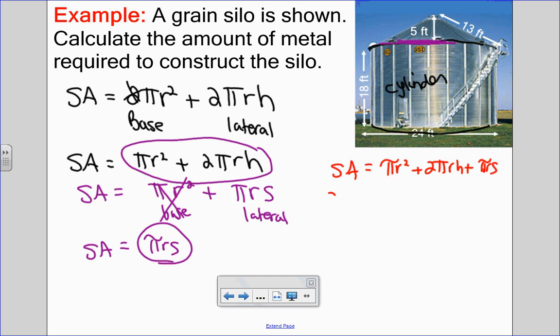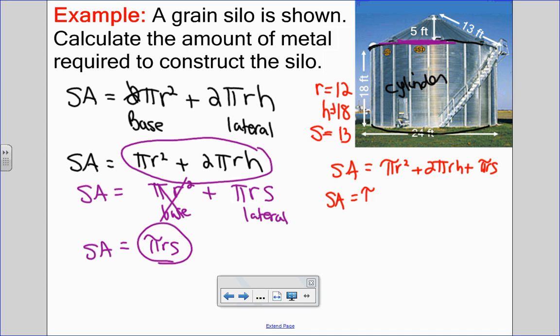Okay, so looking at this, I can see that all the way across is 24, and the radius would be half of that. So 24 divided by 2 is 12. The height of the cylinder is 18. The height of the cone, well, we don't really need that. That's just more for volume. But the slant height of the cone is 13 feet. So it looks like we have everything that we need.